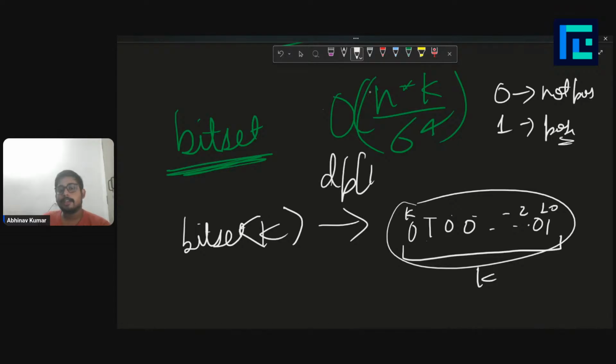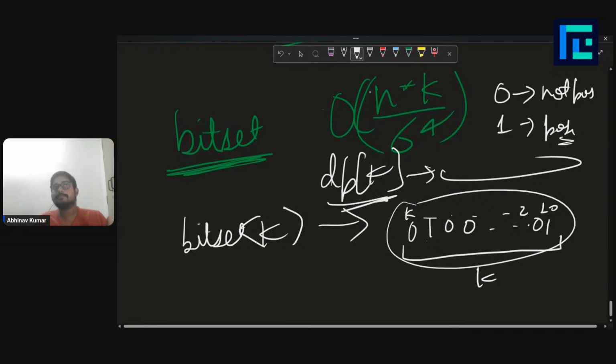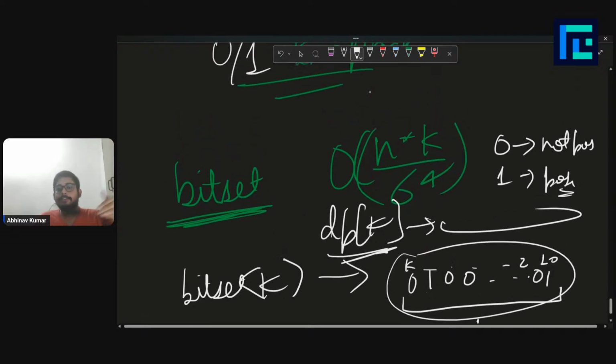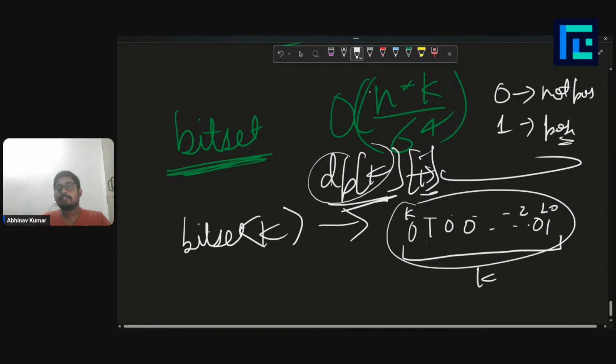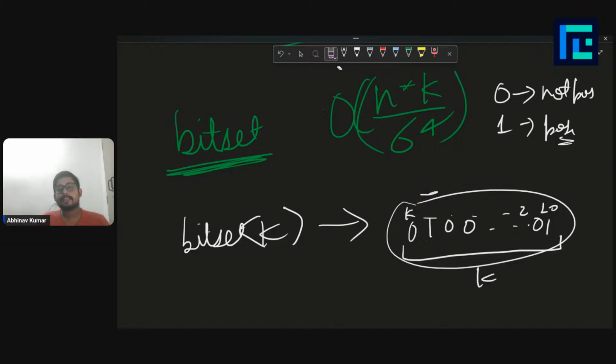That you take a dp[k]. If you are taking a dp[k], it would have values of 0 or 1, whether it is possible to make a sum or not. Every time you iterate through every index of the vector, one by one you keep updating this dp. That's what you do in knapsack. So initially your bitset would be 0 0 0 1.